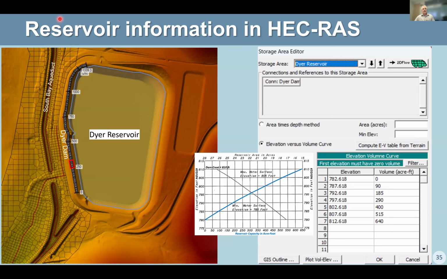So this is what it looks like in the RAS model. There's this feature called a storage area that gets included, and all we do is take this, and it's digitized. We just put these values in here, elevation and volume. And the reservoir is connected to this hydraulic structure, this connection. So if water is going to go through this breach, or flow over this, the model knows that these two features are connected.